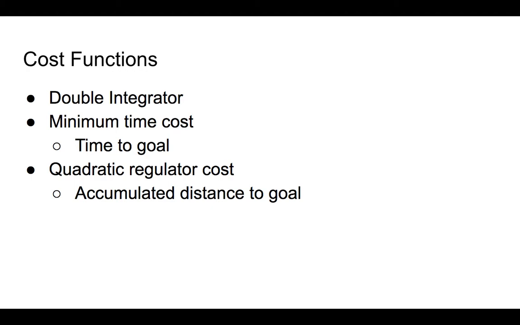For the minimum time cost, we want to minimize the time it takes to reach that goal. For the quadratic regulator cost, we want to minimize the accumulated distance to that goal. So for the latter, even if the optimal time cost is moving back and forth wildly, that will not minimize the quadratic regulator loss. So minimizing one cost does not minimize the other.